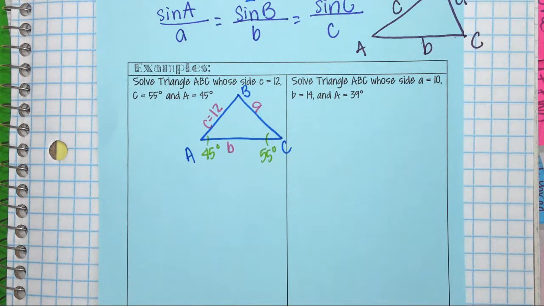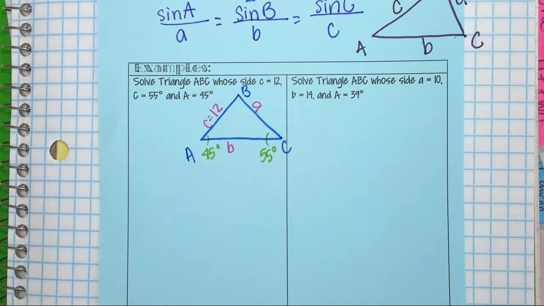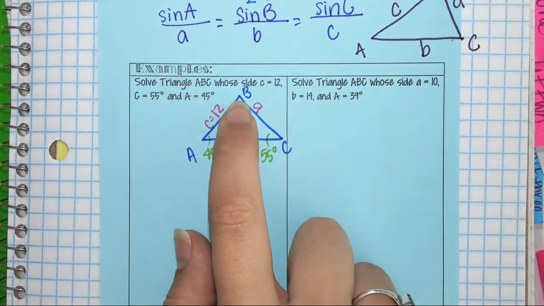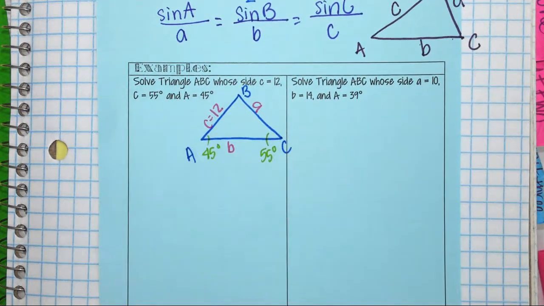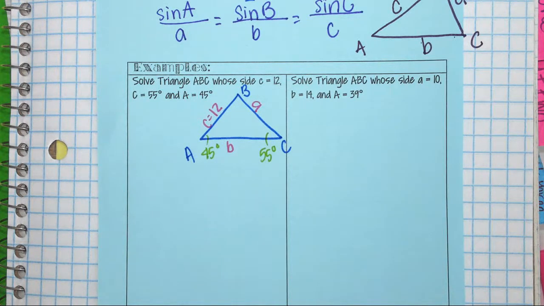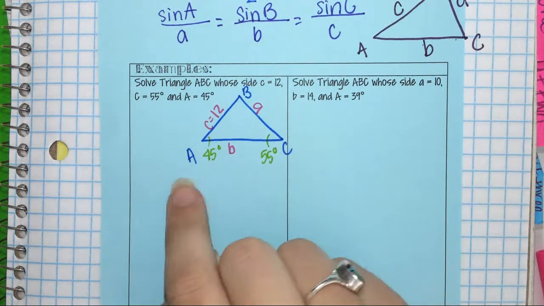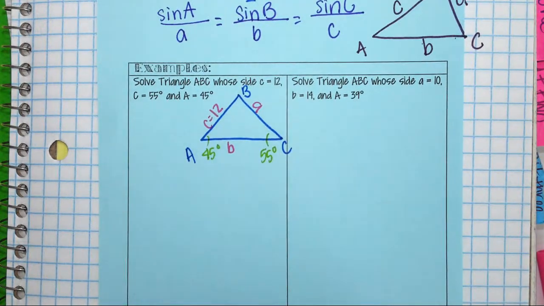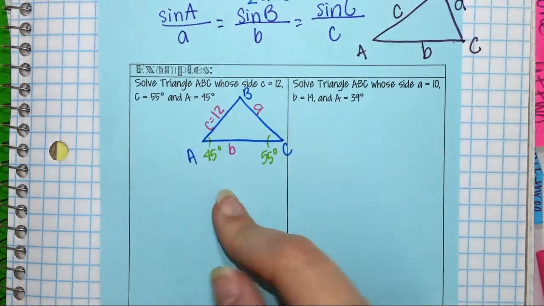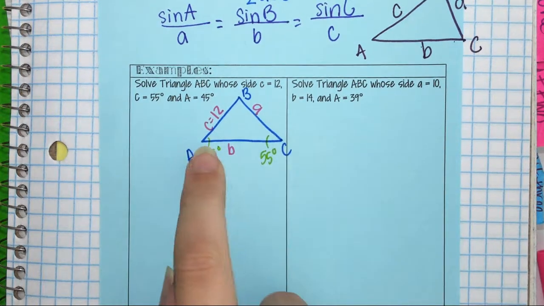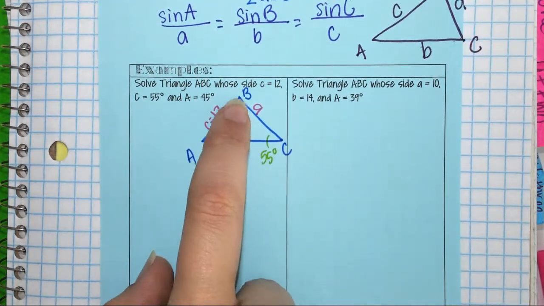Now, does anybody know a way that we could find the measure of angle B? Because we need to find all the missing parts, and that's one of these that we are missing. Grace? I want to find the measure of angle B. How? You add them together and subtract it from 180? Good. Take a point, because it's a triangle, and the sum of a triangle is what? 180. So you add these two together and subtract it from 180 to get this inside angle.